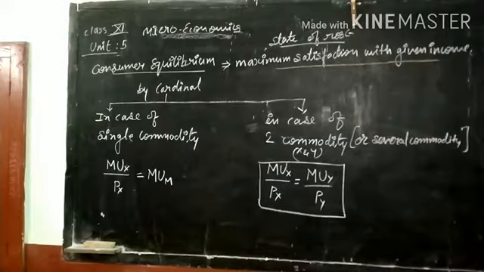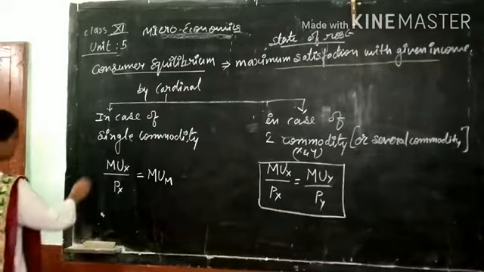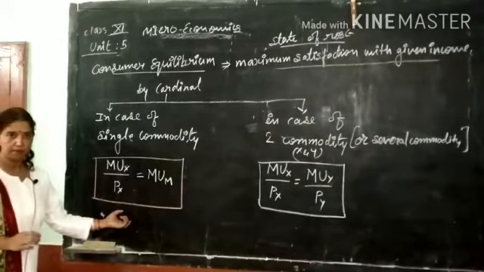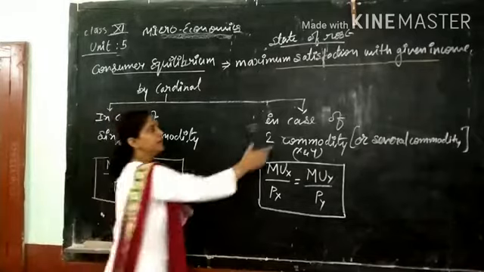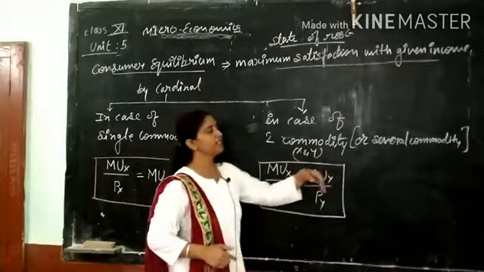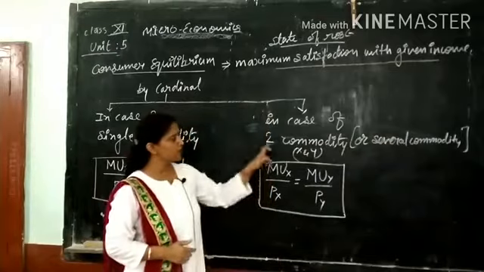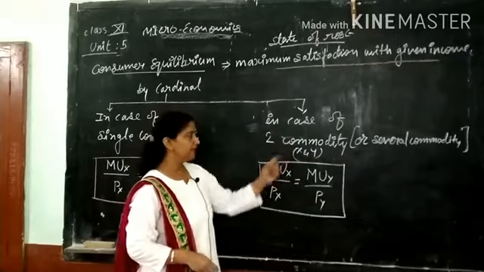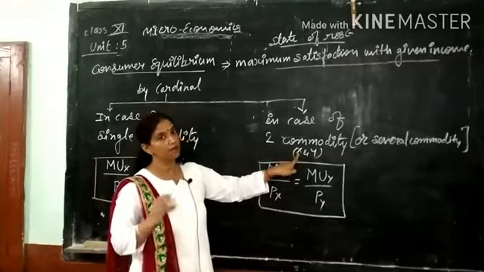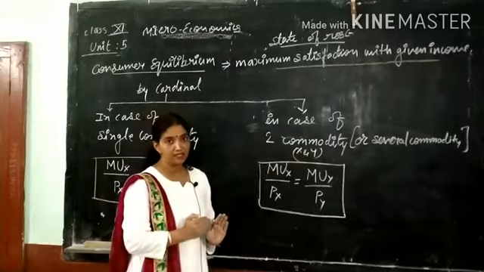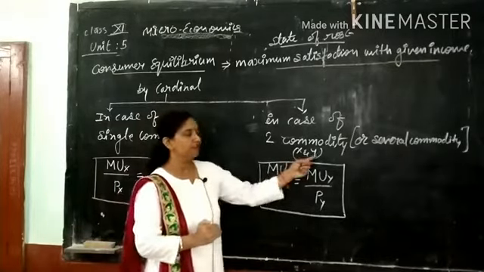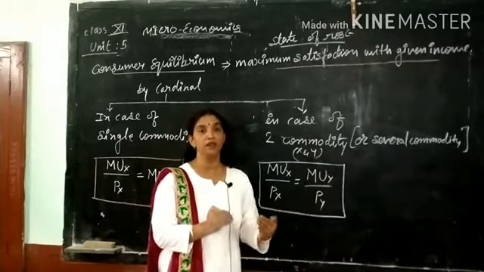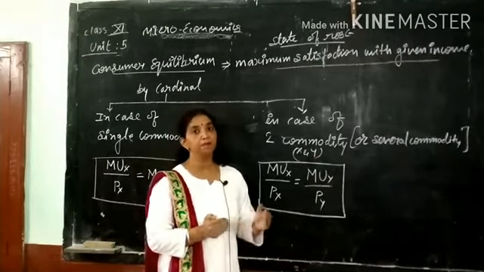Remember this condition always: MUX upon PX should be equal to MUM. The second condition is in case of two commodities or several commodities. Assume that the consumer is consuming two commodities, commodity X and commodity Y. The marginal utility of X is MUX and its price is PX. The marginal utility of Y is MUY, and the price of Y is PY.